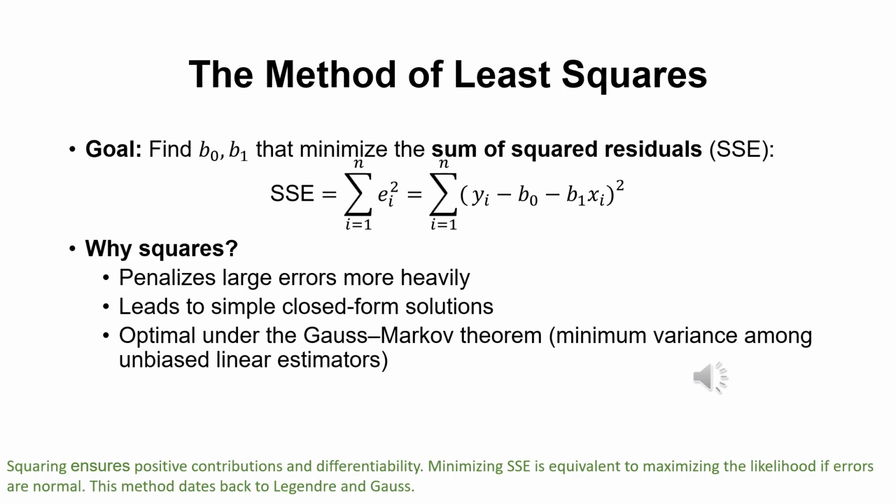Why do we square the residuals? Squaring ensures that all errors contribute positively, so positive and negative errors don't cancel out. It also makes the problem mathematically differentiable, allowing us to find the minimum using calculus. Minimizing the sum of squared errors, or SSE, is equivalent to maximizing the likelihood if the errors are normally distributed. This method dates back to mathematicians Legendre and Gauss in the early 19th century.